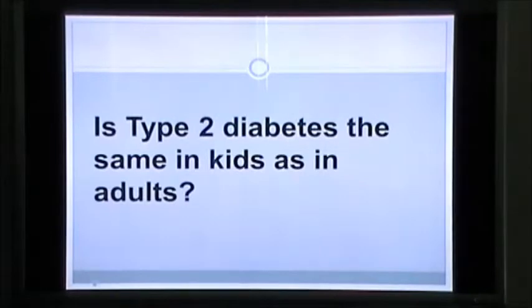We've heard a fair amount about type 2 diabetes this morning, and I want to go into a bit more physiology. And the first question, before we start talking about the management of type 2 diabetes, is really whether type 2 diabetes in kids is the same as it is in adults. The answer is yes, and as I'll show you very briefly, the underlying pathophysiology of this disorder is the same in kids as it is in adults.